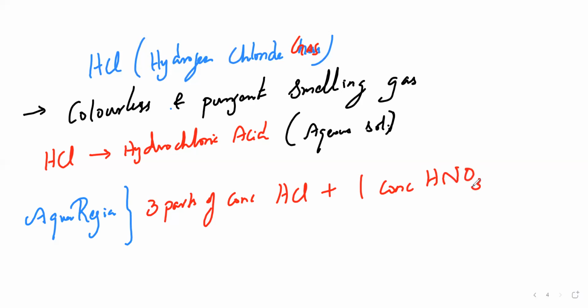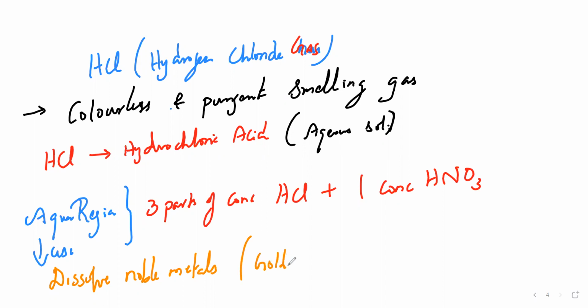So what is the purpose of aqua regia, I'll tell you. It is used for dissolving noble metals. Use of this: to dissolve noble metals. So we all know what noble metals are, gold, platinum, and all of those things, right? Noble metals.